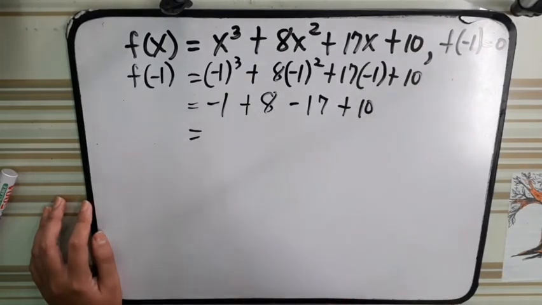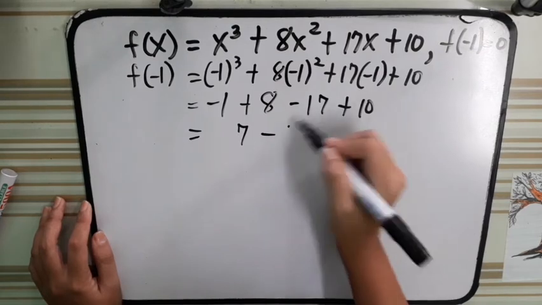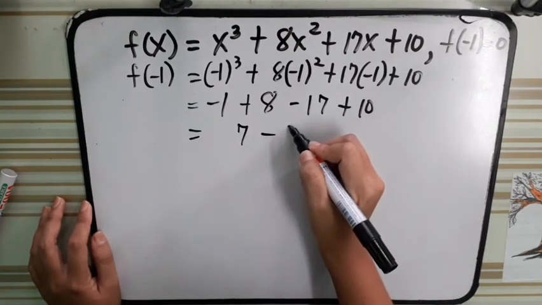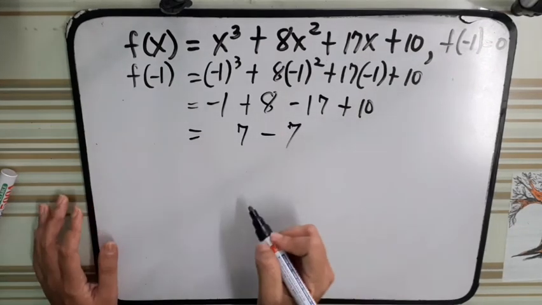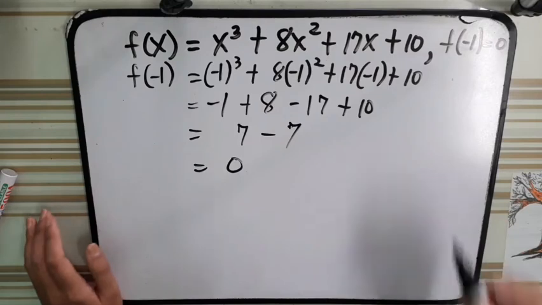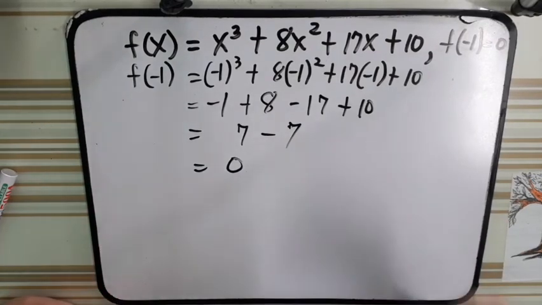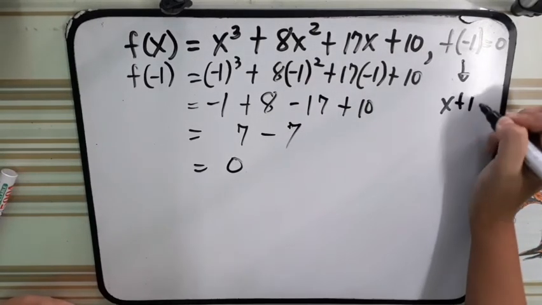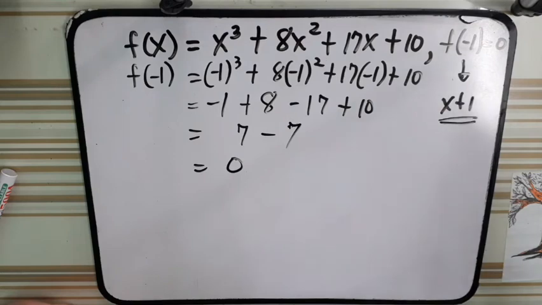Now, -1 plus 8 is 7 minus 17 plus 10 is simply 7. So, -7. So, 7 minus 7 is equal to 0. Now, let's proceed on the division process. Since x plus 1, so we can write it as x plus 1 is already a factor of our polynomial.